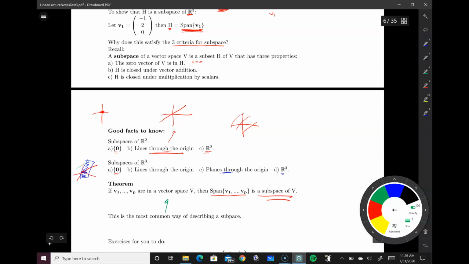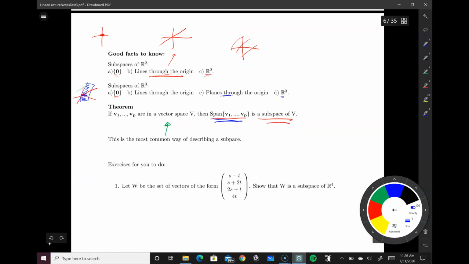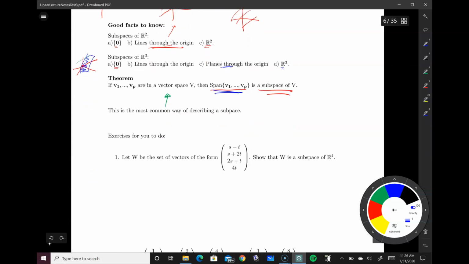So this is the most common way of describing a subspace: by saying it's the span of a set of vectors. Now, can I write this set W as the span of a set of vectors? If I can, then I'm done, it's a subspace. Let's see if I can factor out an S and a T, making this my vector 1 and this my vector 2. Then if W equals the span of V1 and V2, I'm done, because then I know it's a subspace.